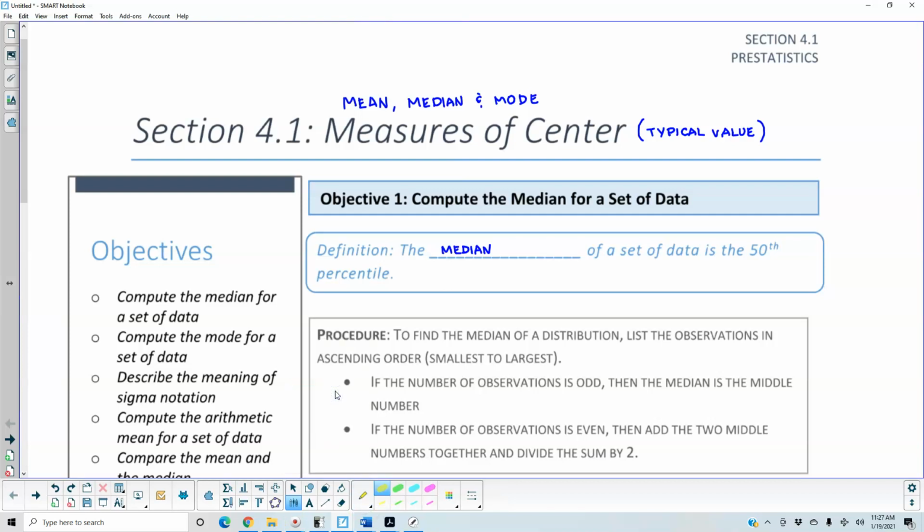So, the procedure to find the median of a distribution is to list the observations in ascending order, which is from smallest to largest. Now, if the number of observations is odd, then the median is the middle number. If the number of observations is even, then you add the two middle numbers together and then divide the sum by 2.